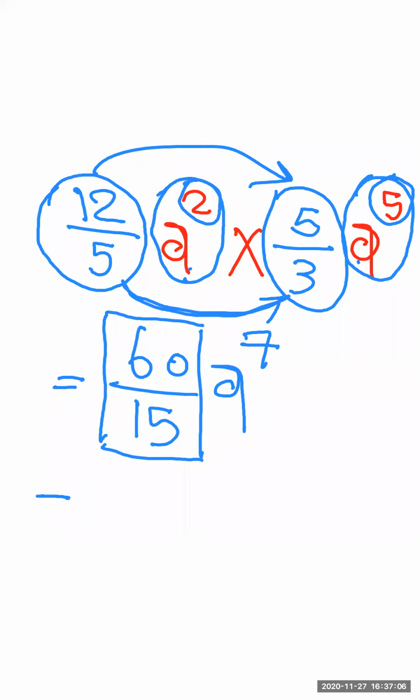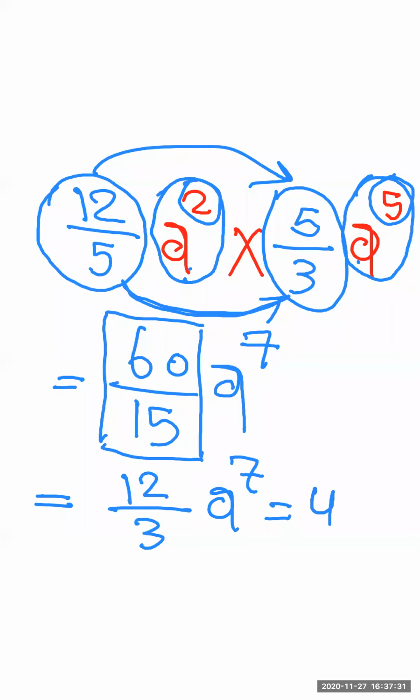Then I can simplify this term. It's 60 over 15. So simply, guys, it can be divided, 12 over by 3. 5. So 12 over 3. Okay, I can simplify this one. So it will equal 4. 4 a power 7, which will equal 4a to the power of 7, like this.